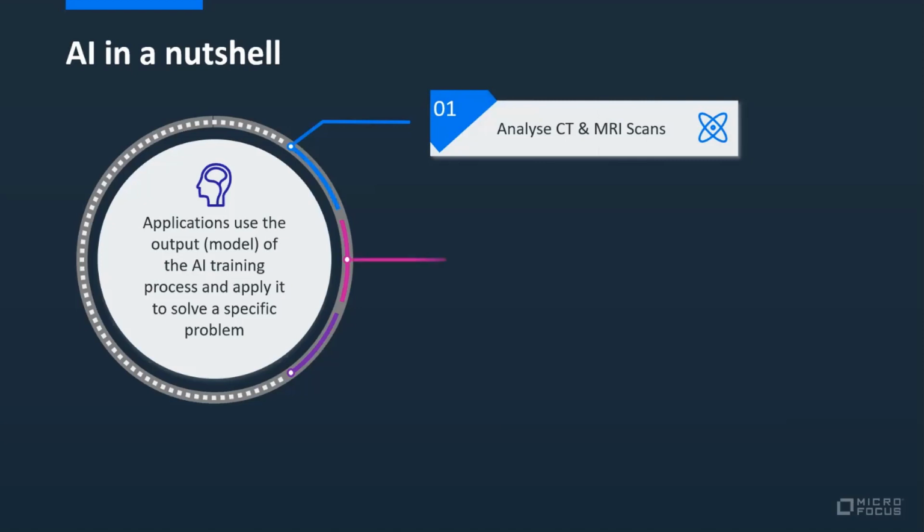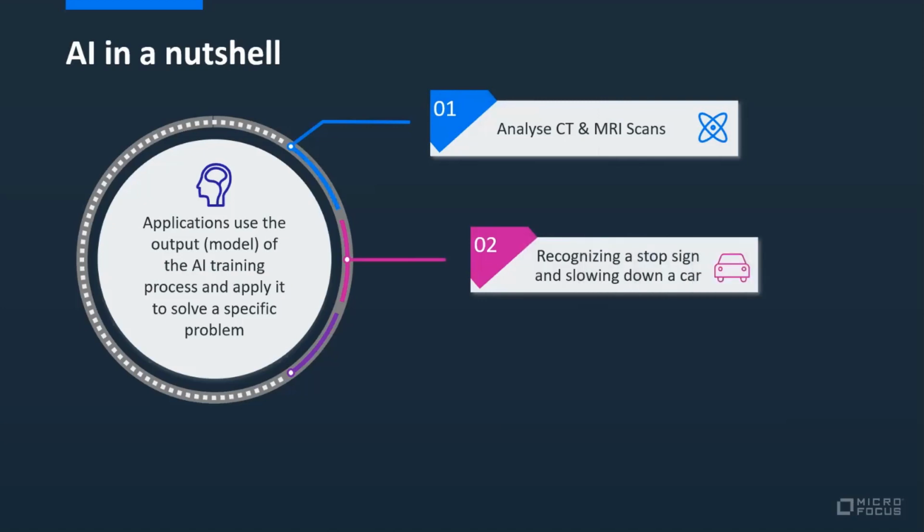But you know what? If you take this AI engine and send it to a car, to be able to recognize a stop sign and slow down the car, that won't work, because this engine knows how to recognize CT and MRI scans.